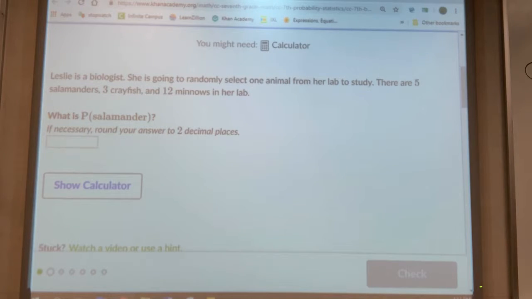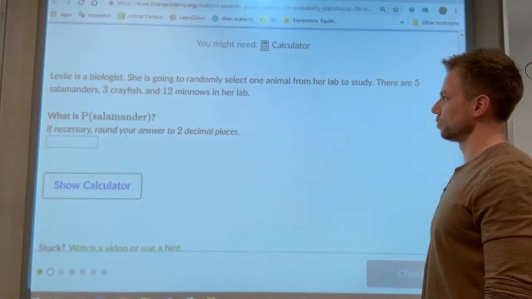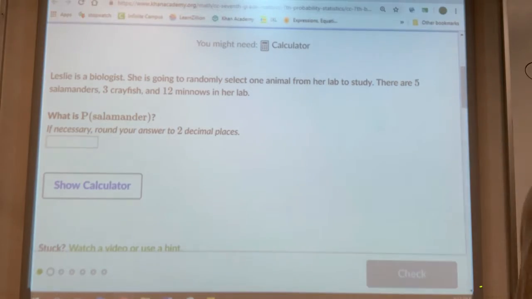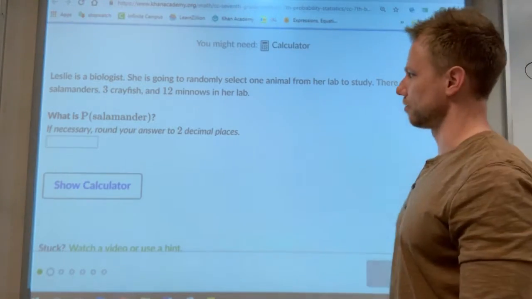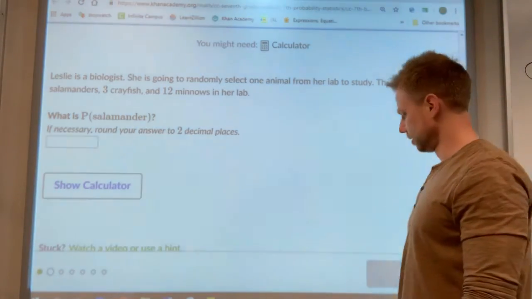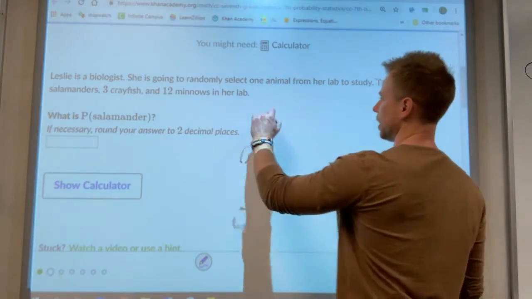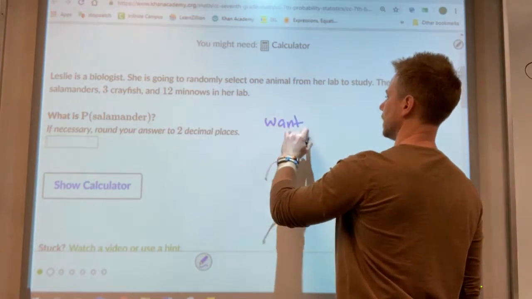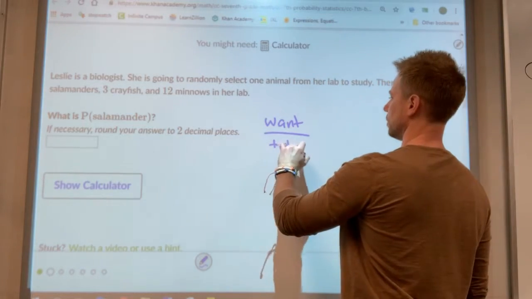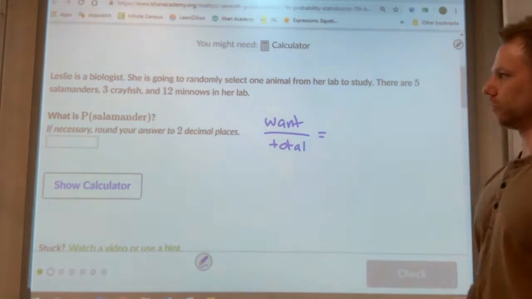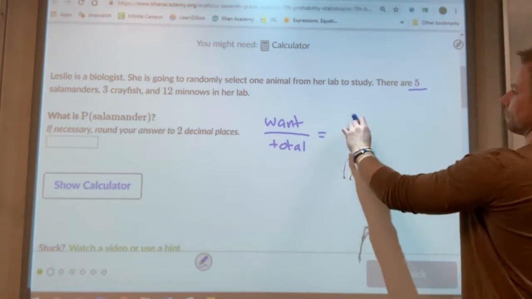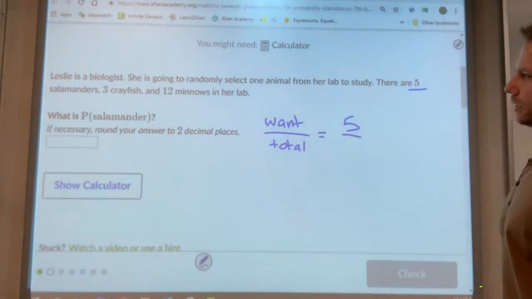Okay, Leslie is a biologist. She's going to randomly select one animal from her lab to study. There are 5 salamanders, 3 crayfish, and 12 minnows in her lab. What is the probability she gets a salamander? Okay, again, simple probability, want over total. What we want is salamanders, and there are 5 of those. And then we need the total.